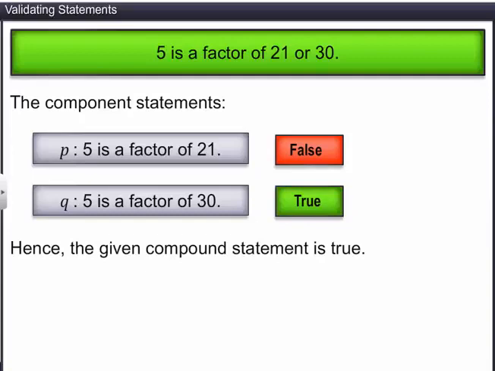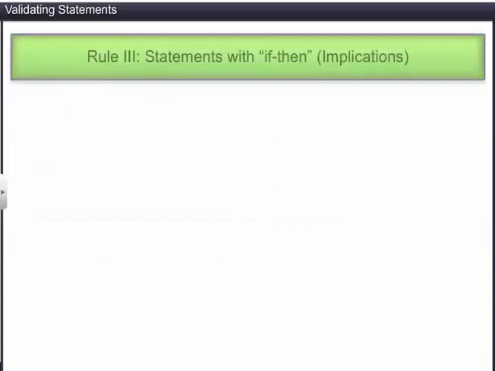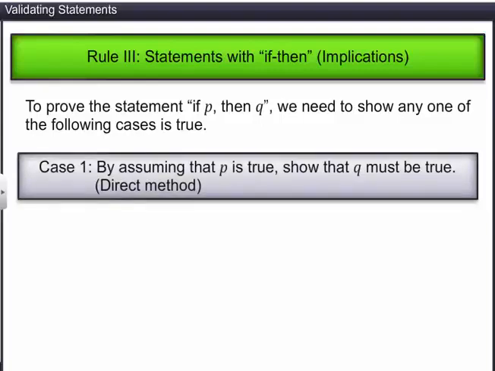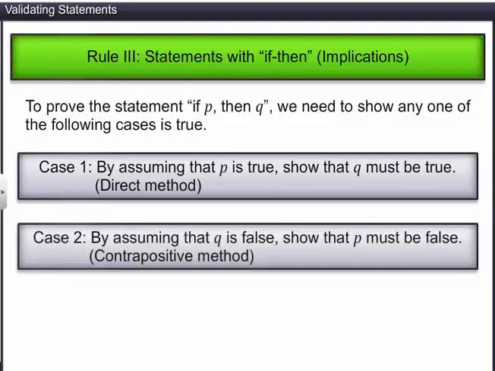Rule 3 is used to validate statements with if-then, or implications. To prove the statement if P then Q, we need to show any one of the cases shown is true. By assuming that P is true, show that Q must be true. This is called the direct method. By assuming that Q is false, show that P must be false. This is called the contrapositive method.